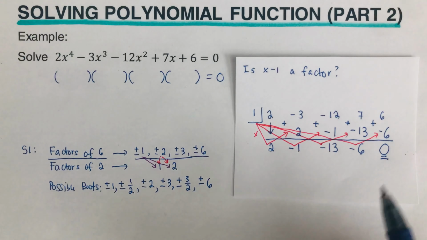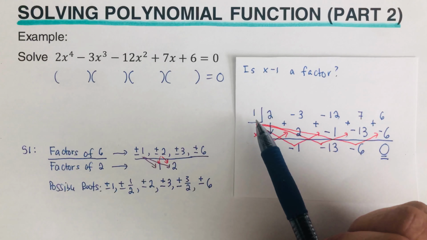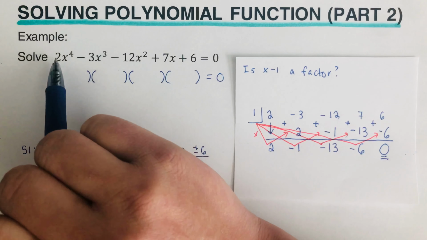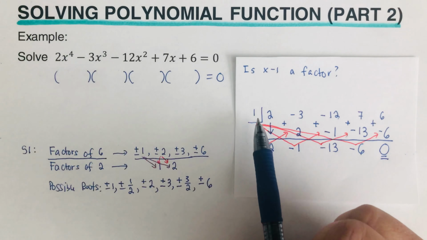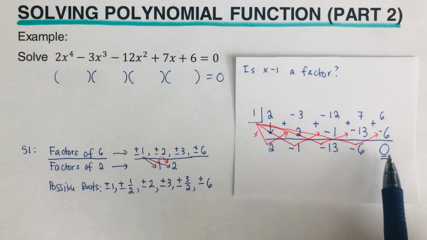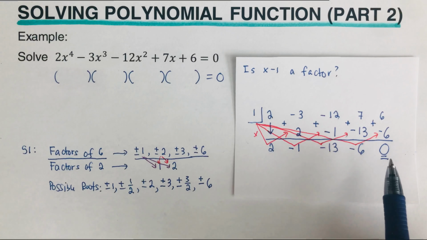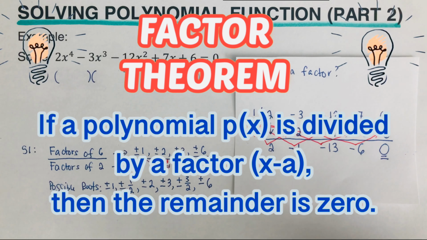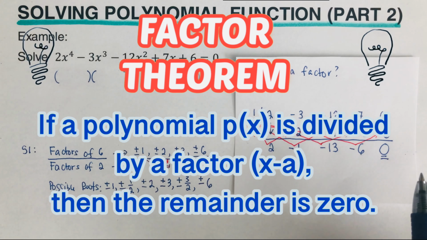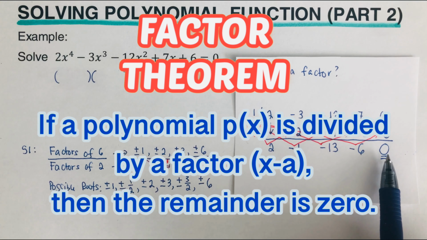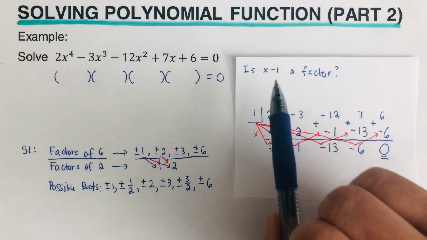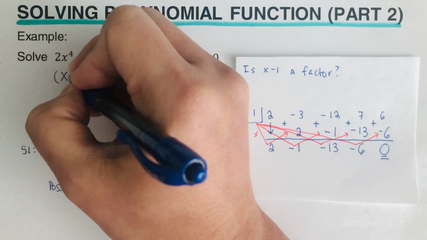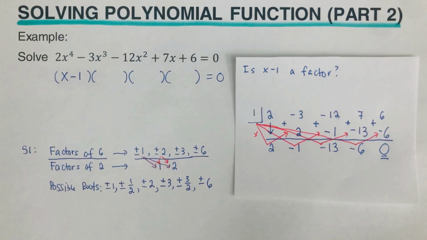Okay, so our remainder, when we divided this expression by x minus 1, came out to be 0. Again, please remember the factor theorem states that if a polynomial f of x is divided by a factor x minus a, then the remainder is 0. Since our remainder here is 0, we can say that x minus 1 is a factor. So I'm just going to write that up here. That is x minus 1, our first factor.